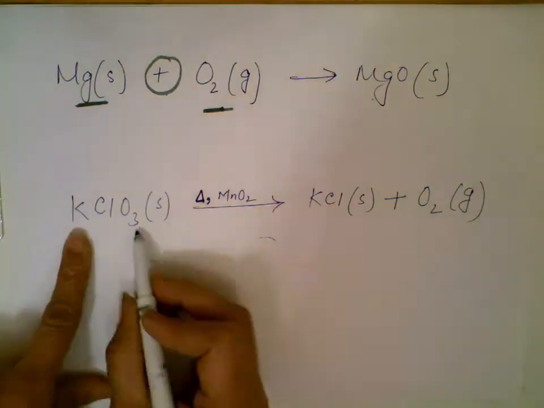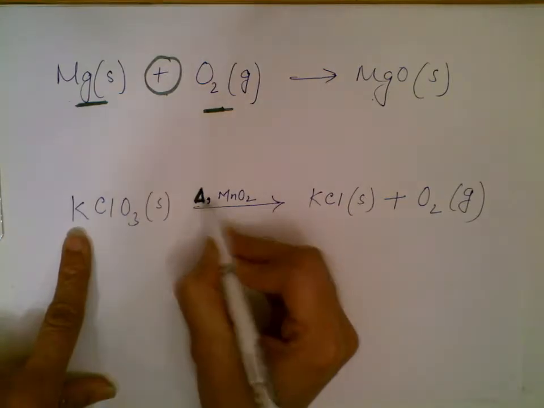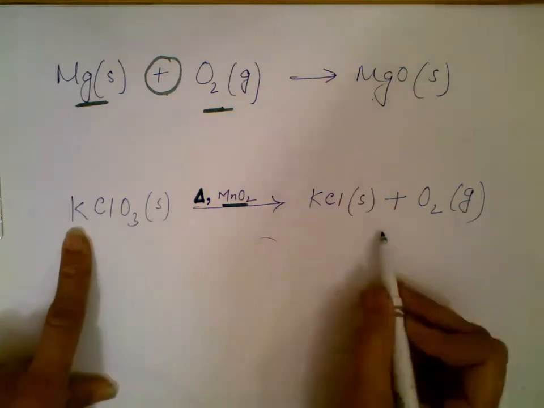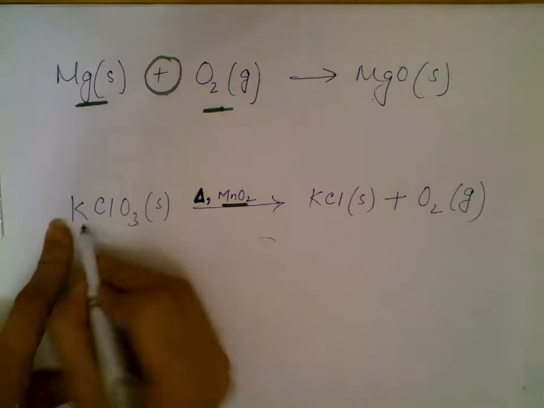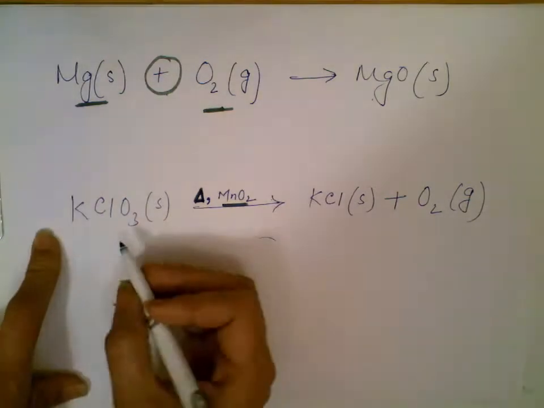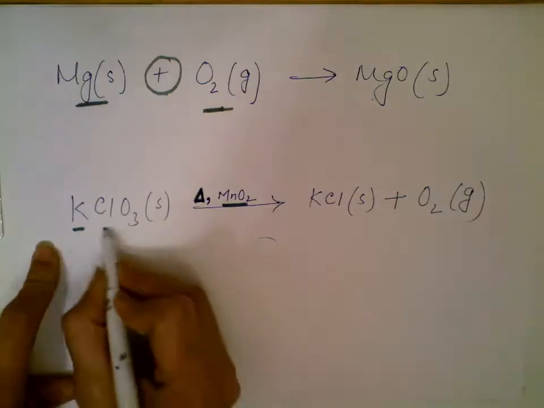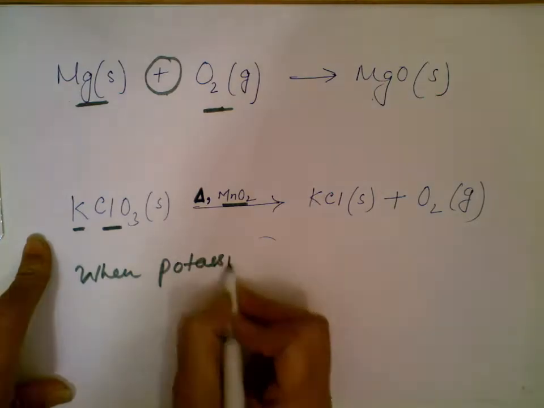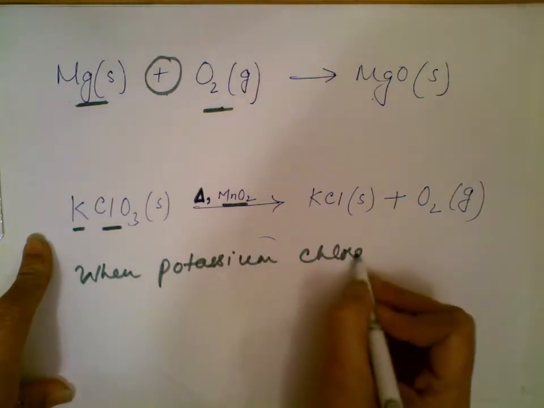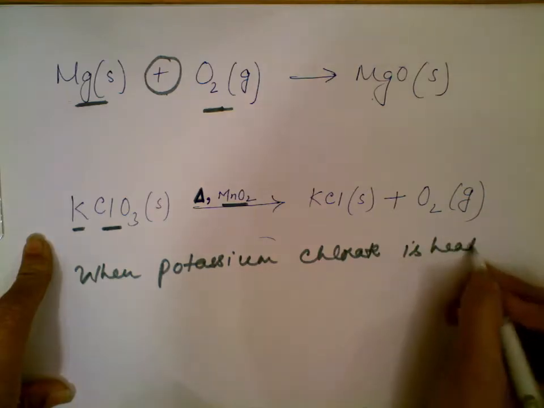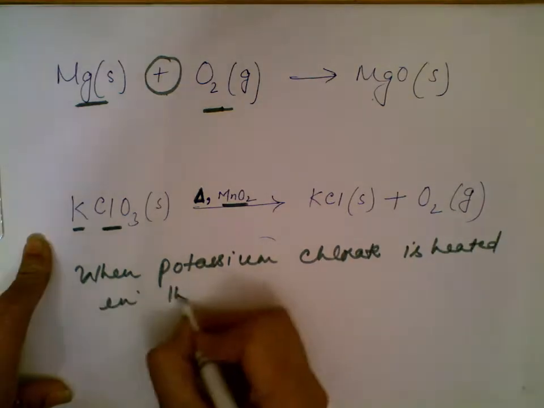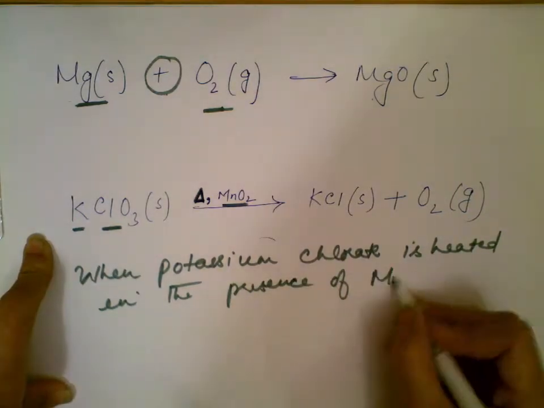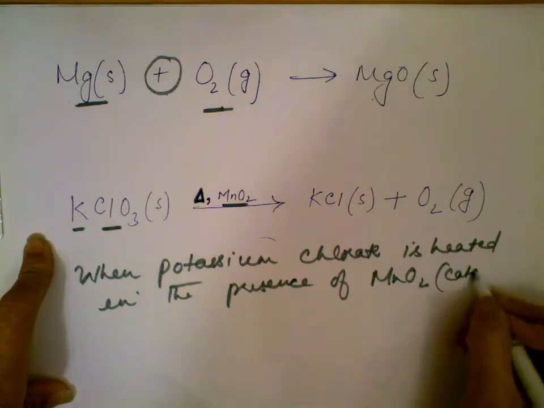Now look at this one here. You have a symbol of heat, and also you have this substance here. This is a catalyst. So what we are doing here is heating potassium chlorate. Again, you need to have prior knowledge of naming the compounds. This is potassium chlorate. So when potassium chlorate is heated in the presence of a catalyst, and what is our catalyst? MnO2. So this is our catalyst, all right?